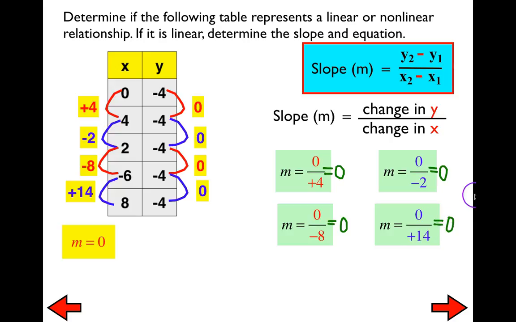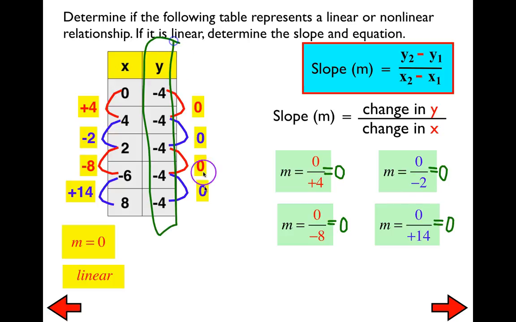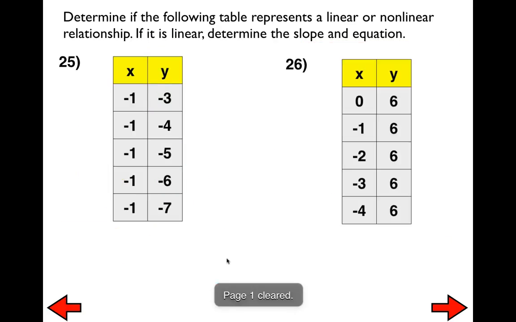So here we can definitely state the slope is 0 since there was a constant rate of change. And definitely it's going to be linear because, again, there was a constant rate of change. And last but not least, what's the equation? Well, I'm noticing a pattern here. All the y's were -4, so I can state that y equals -4. So now what I'm going to do is have you pause the video and try numbers 25 and 26 on your own.